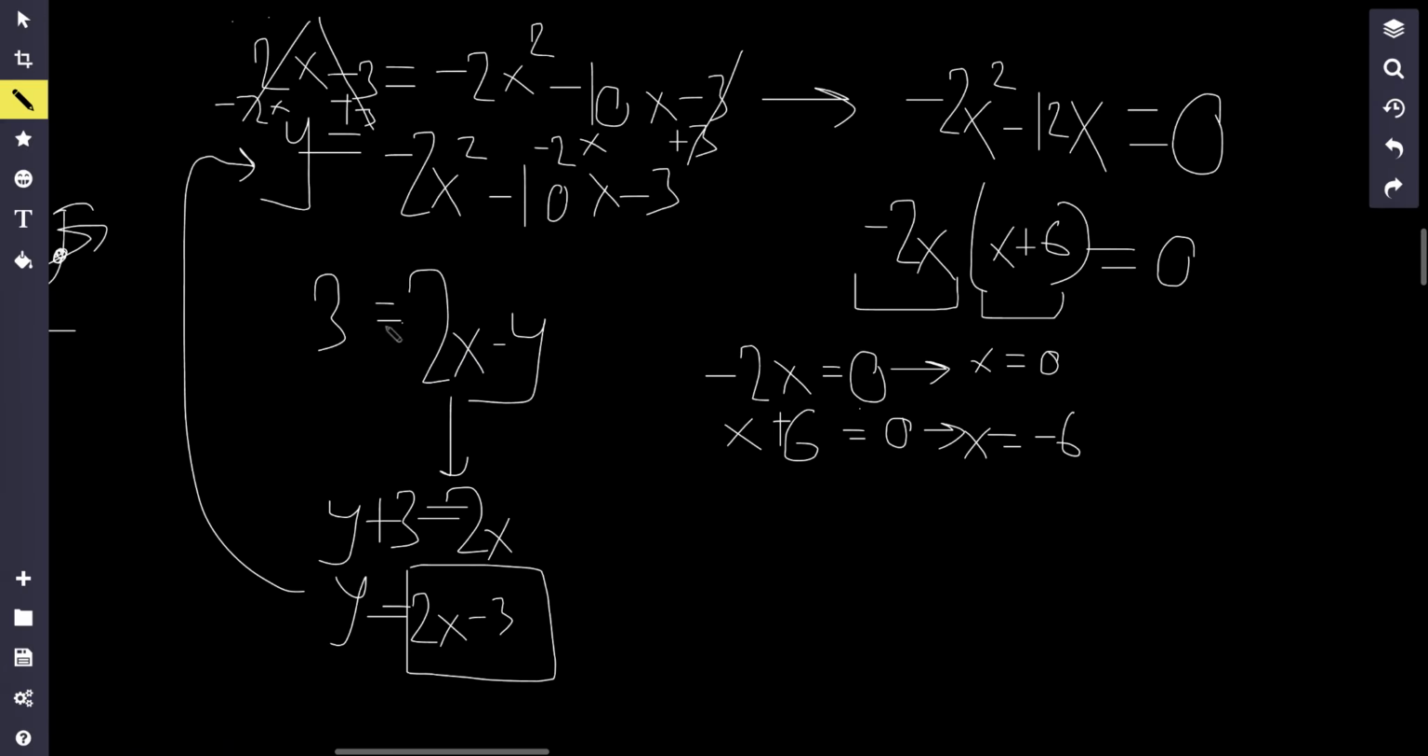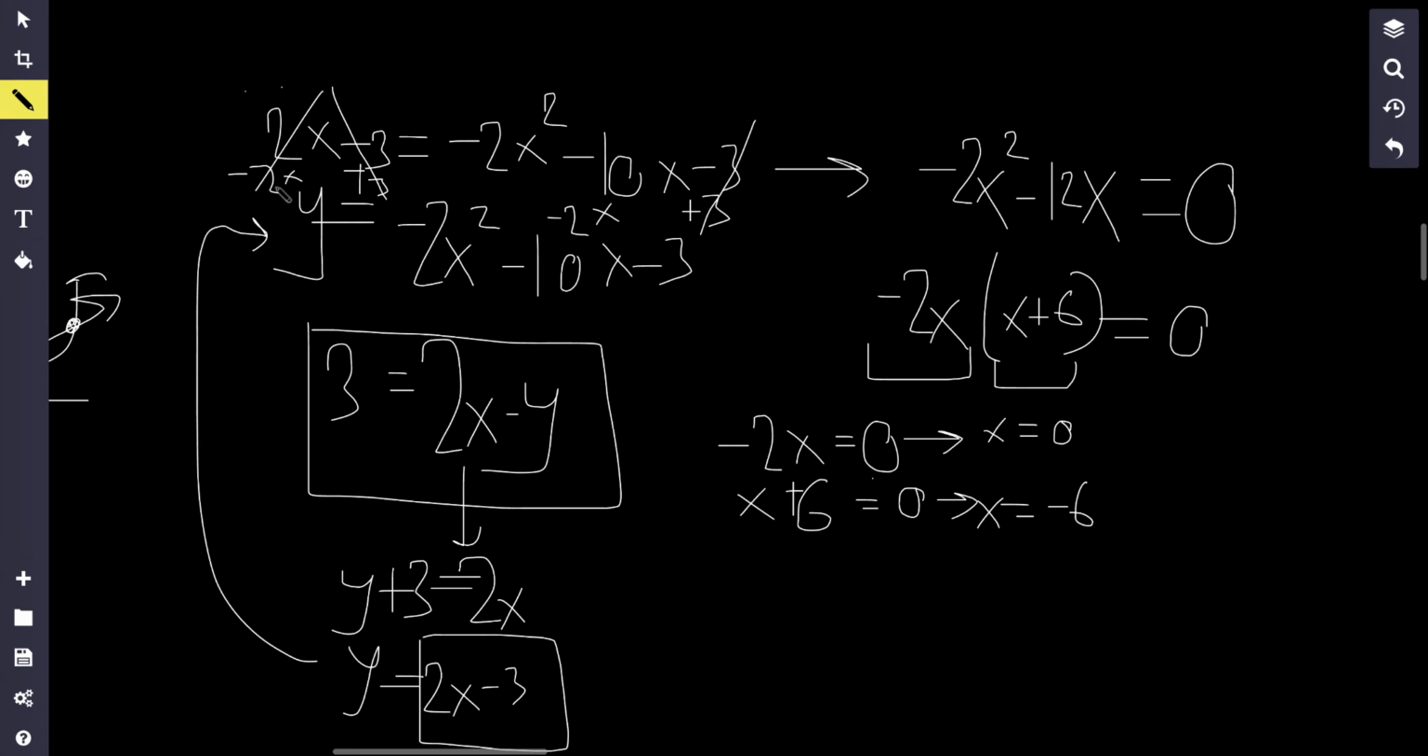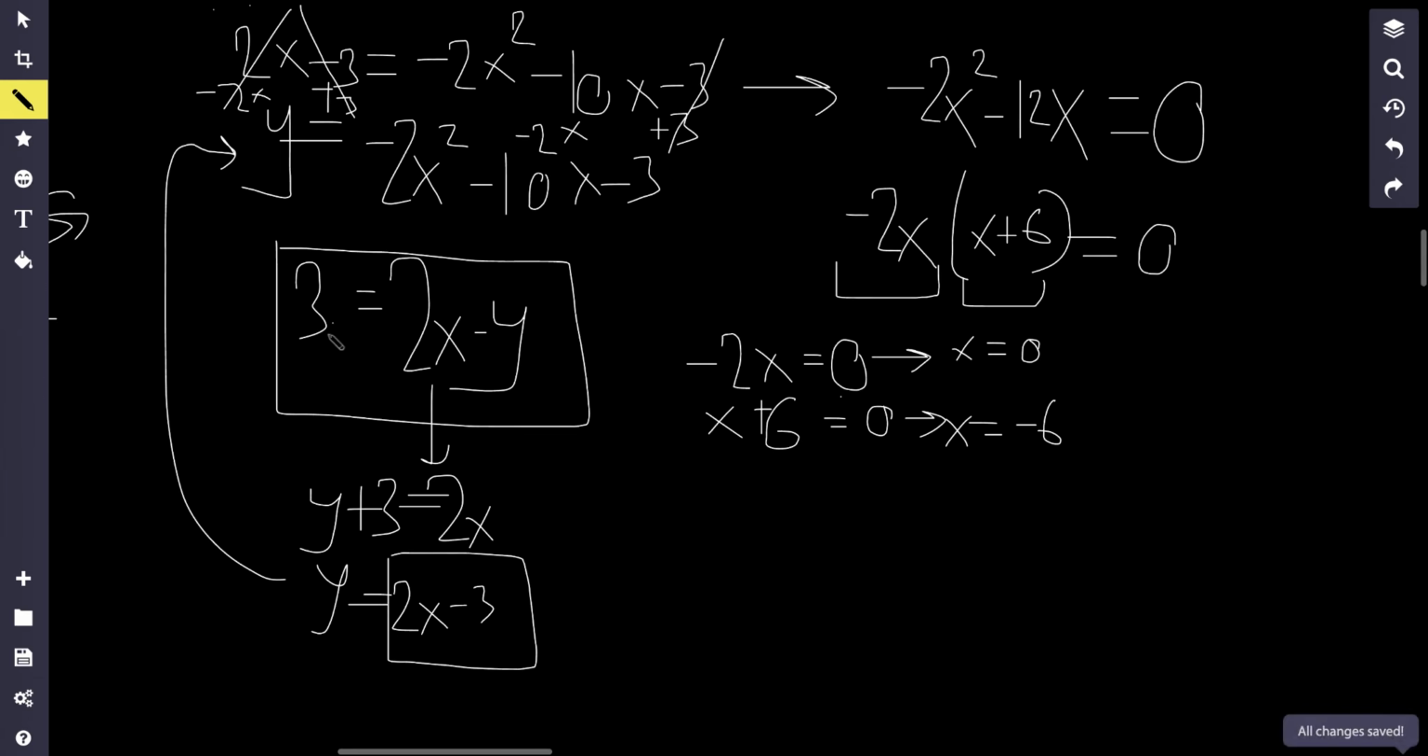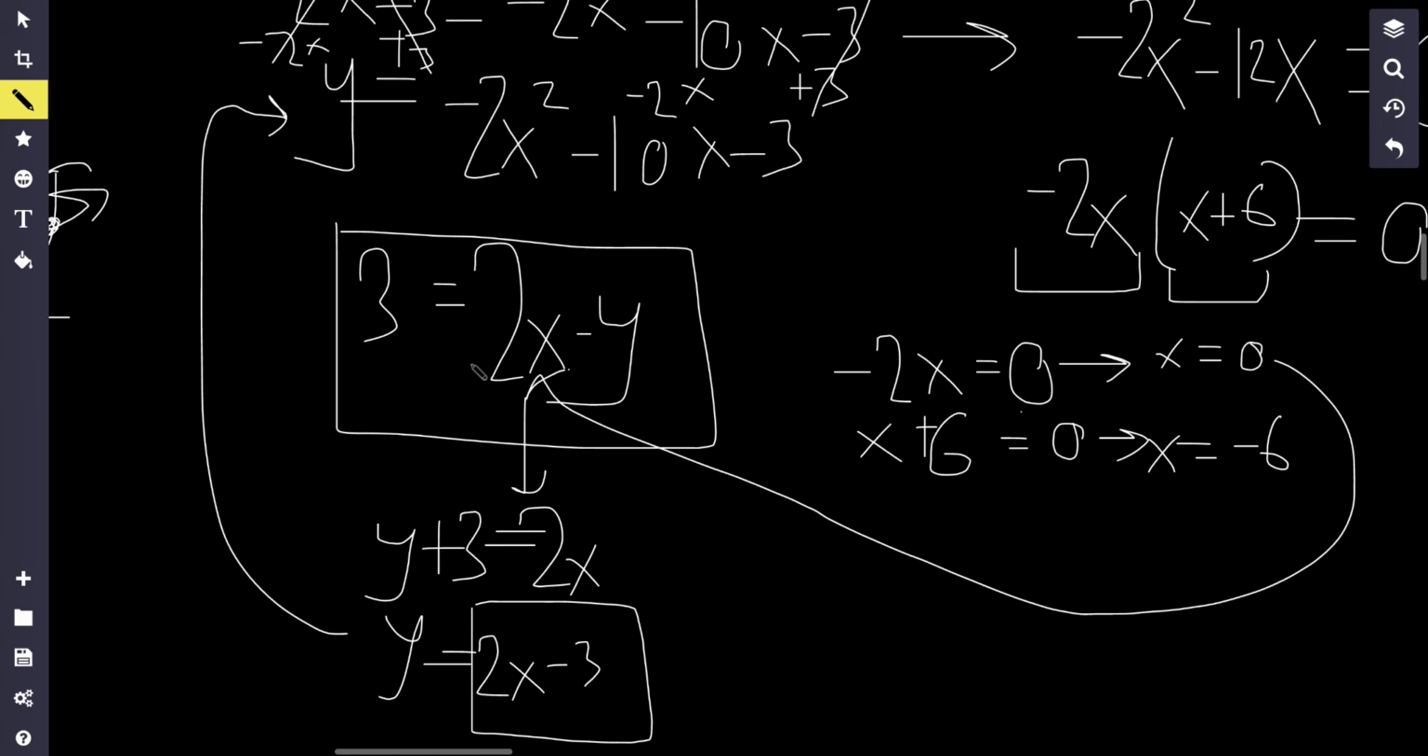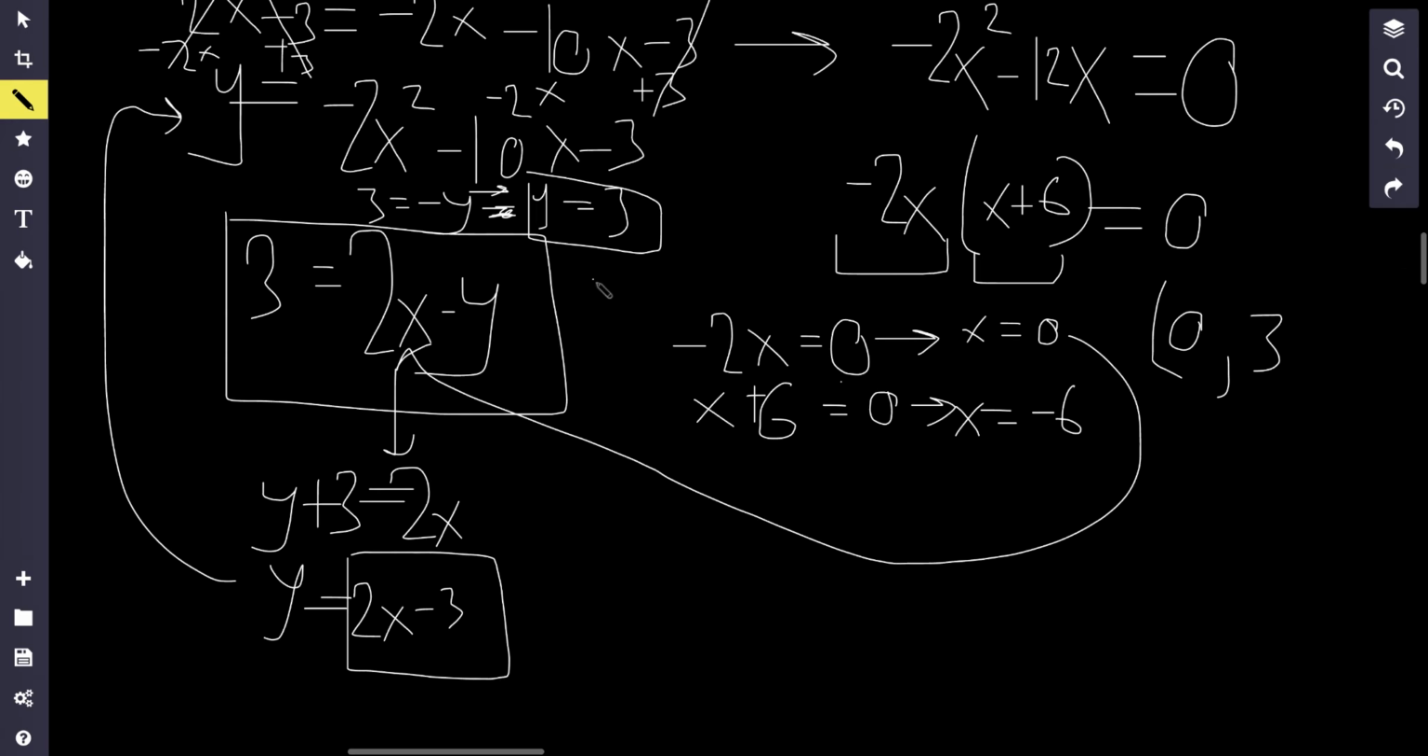So what I can do here is use my easier equation. This is the linear part of my equation, and this is the quadratic equation. I'm going to use the linear equation and plug in x is equal to 0 here. So I get 2 times 0, which is 0, and I basically get that 3 is equal to negative y, or y is equal to 3.